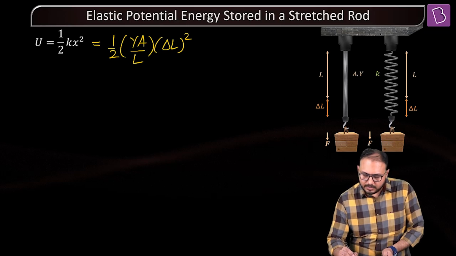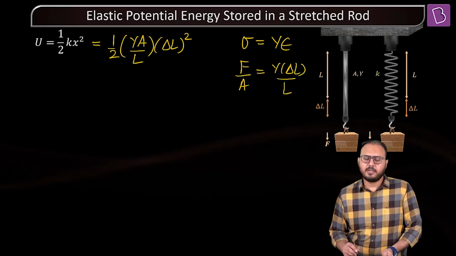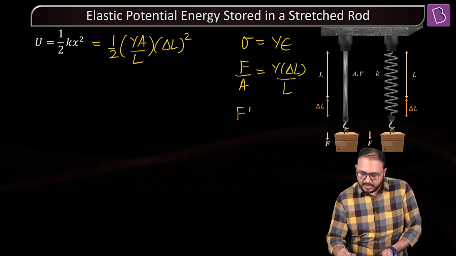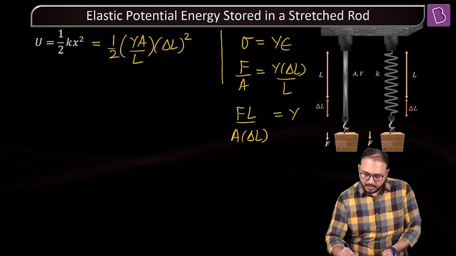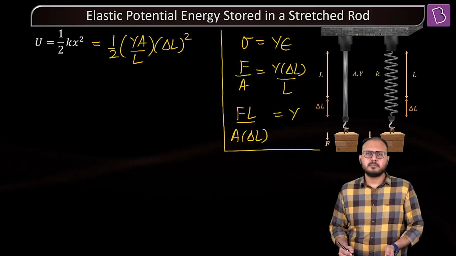Also, sigma equal to Y epsilon, sir? Yes, sir. Also, F upon A is equal to Y delta L by L, sir? Yes, sir. Also, FL upon A delta L is equal to Y, sir. I hope this is fine. Of course, this is fine. Good.